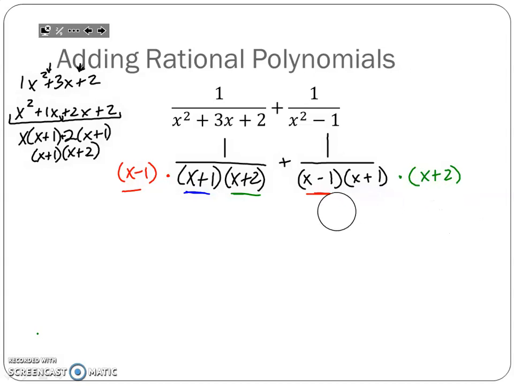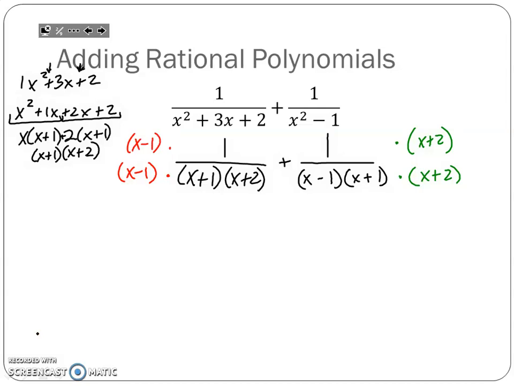Now, don't forget, though, if we multiply by x plus 2 on the bottom, we have to multiply by x plus 2 on the top. And same over here. If I multiply by x minus 1 on the bottom, I have to multiply by x minus 1 on the top.